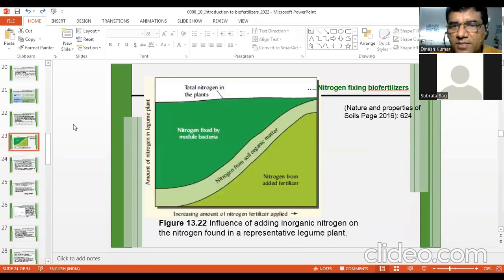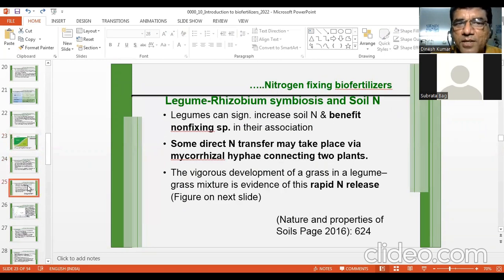You can see in this case, in the small strip in between these two, nitrogen fixed by nodule bacteria and nitrogen fixed by added fertilizer, there is one small strip. You can see it is almost the same. It is not affected. Nitrogen from soil organic matter is not affected either by nitrogen fixed by bacteria or by nitrogen coming from fertilizer. So the rate of release of nitrogen from the organic matter is the same. It is not affected much. So you have seen the meaning of this picture now.